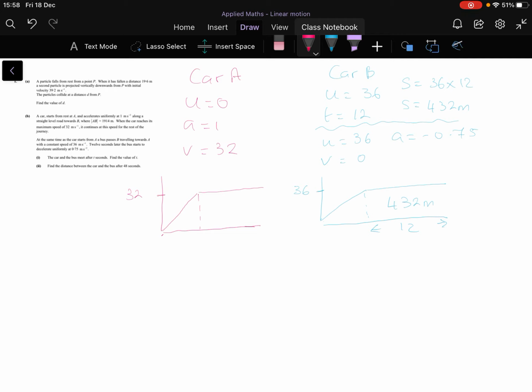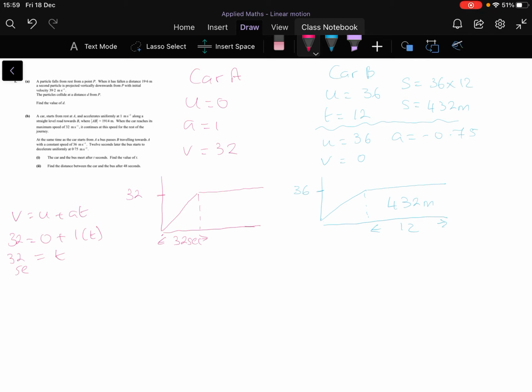So I'm going to use my V equals... And using that, I have 32 equals 0 plus 1 times t, meaning my t must be 32 seconds. That means that this takes 32 seconds.